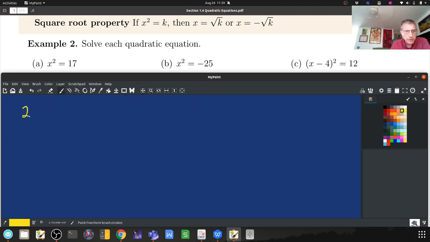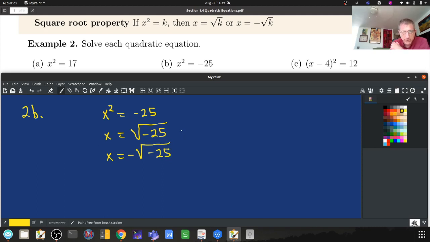So let's look at the second one. I guess this is 2b. So I have x squared is equal to minus 25. So that means x is equal to the square root of minus 25, or x is equal to minus the square root of minus 25. But here we have to use what we learned in our last lecture about complex numbers. This is equal to i times the square root of 25. But the square root of 25 is 5, so that's equal to 5i.